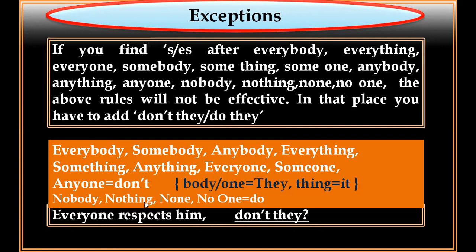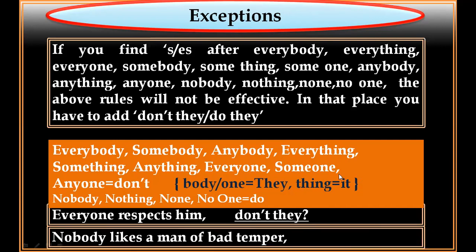Remember, if you see thing, all words that include thing will accept the pronoun it. And for body, you will write they, or for one. For body plus one, you will write they. For thing, you will write it. Now, nobody likes a man of bad temper. Here, body is a variable, and as it is negative, so do they?